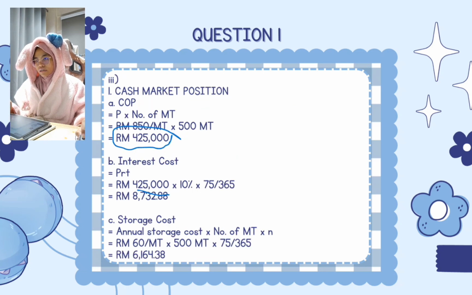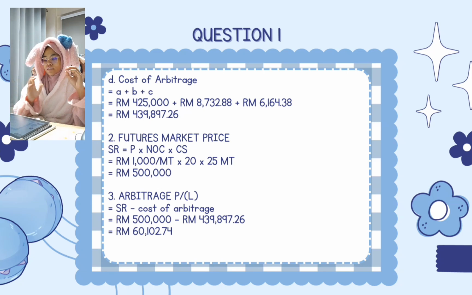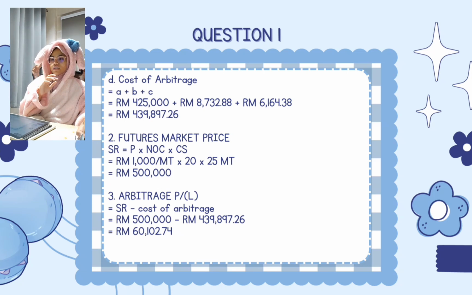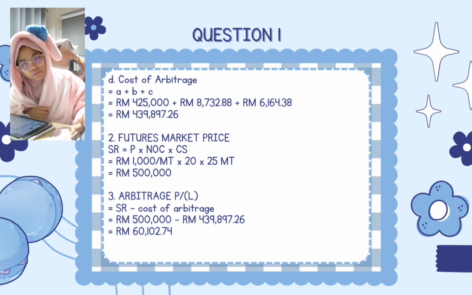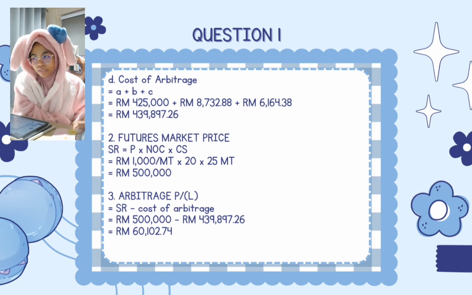So A plus B plus C, in which you will get the answer of 439,897 ringgit 26 cents.